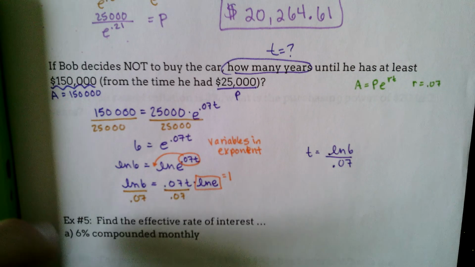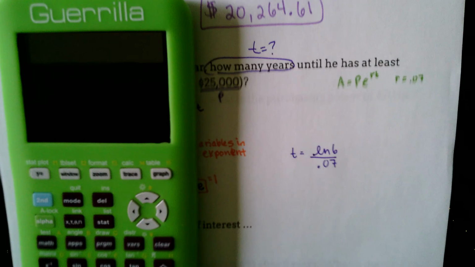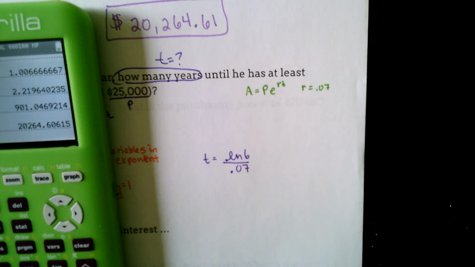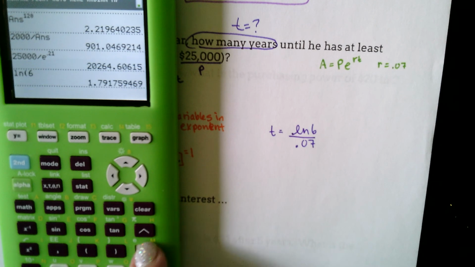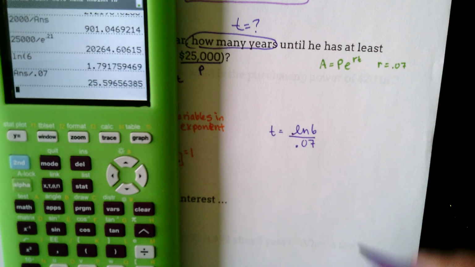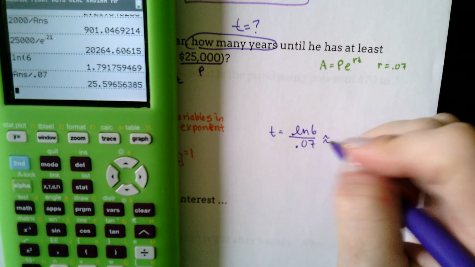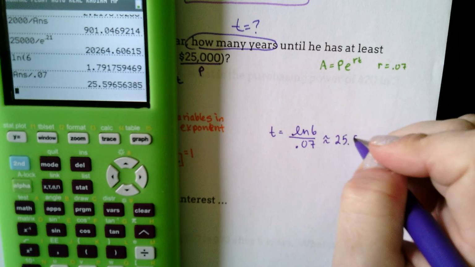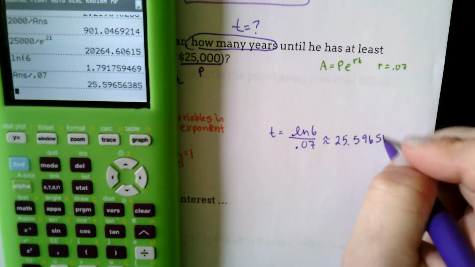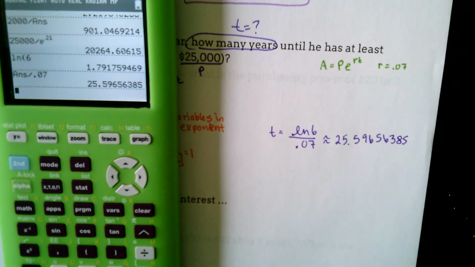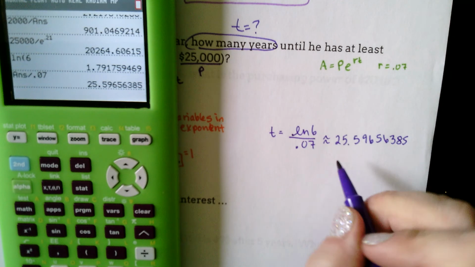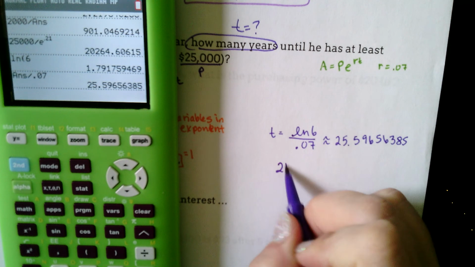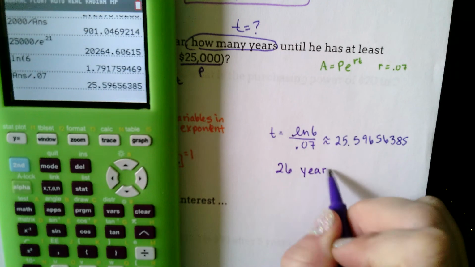And so that's going to be the exact amount of time before we have that $150,000. So if we do natural log of 6, enter, divide by 0.07, we would have approximately 25.59656385. But they want to know how many years, to the nearest year. So we're going to have to go up to 26 years.